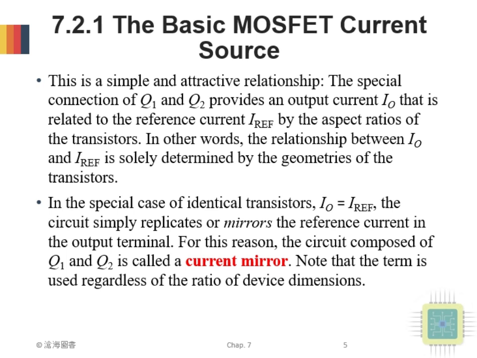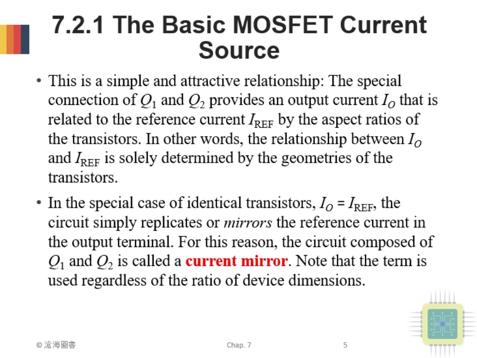The special connection of Q1 and Q2 provides an output current IO that is related to the reference current IREF by the aspect ratios of the transistors. In other words, the relationship between IO and IREF is solely determined by the geometries of the transistors. In the special case of identical transistors, IO equals IREF. The circuit simply replicates or mirrors the reference current in the output terminal.